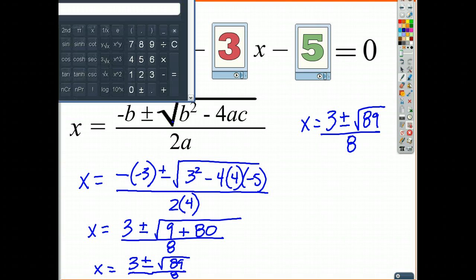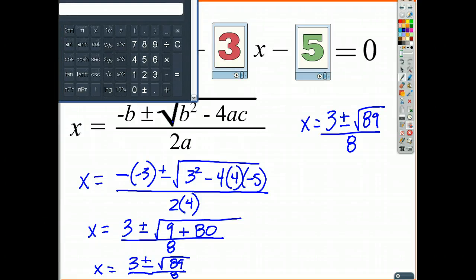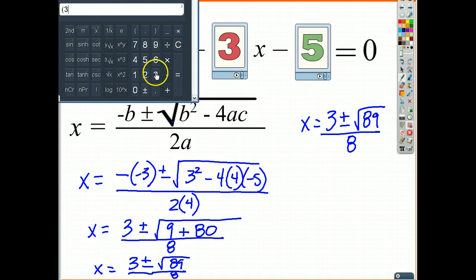I'm going to use an online calculator. I just put in a search on Google, and this is what I got. I didn't like the calculator that's built in the program, so we'll try this one. Let's do this. I'm going to start with the parentheses: 3, plus, and then the square root of 89.